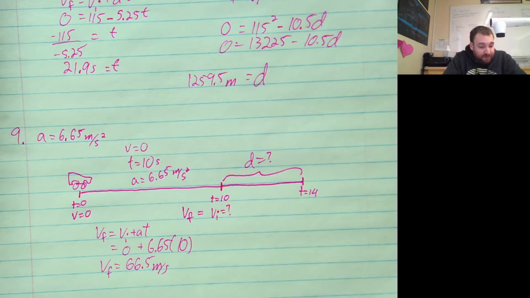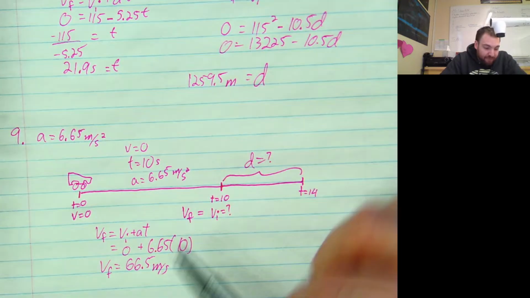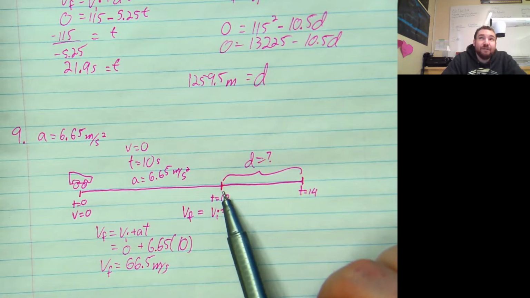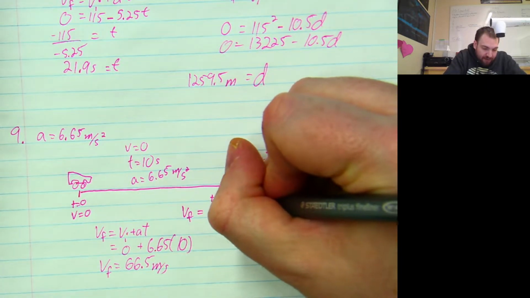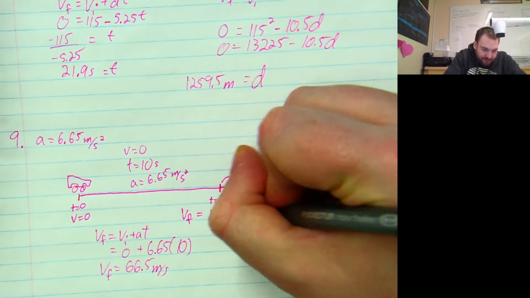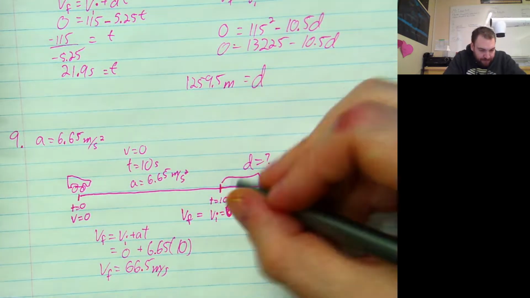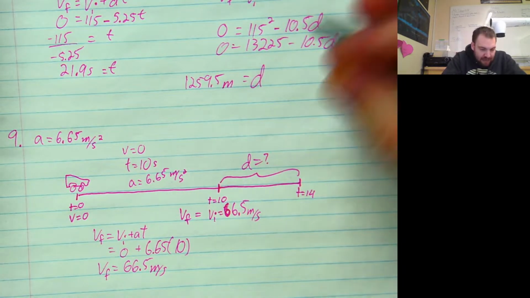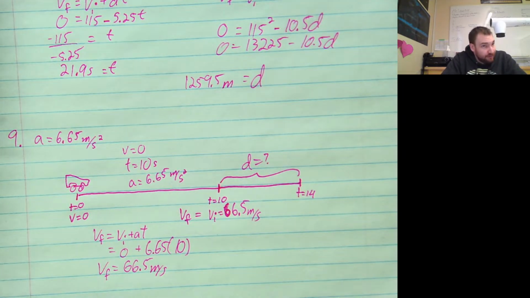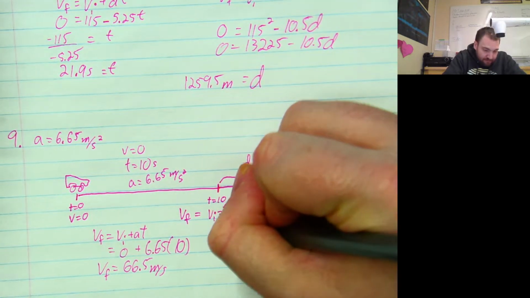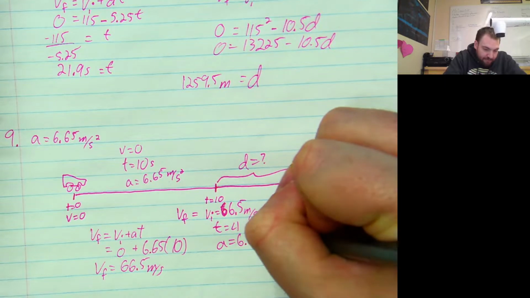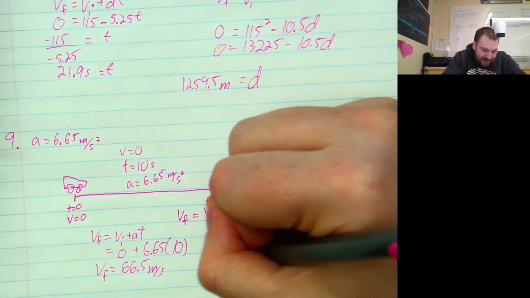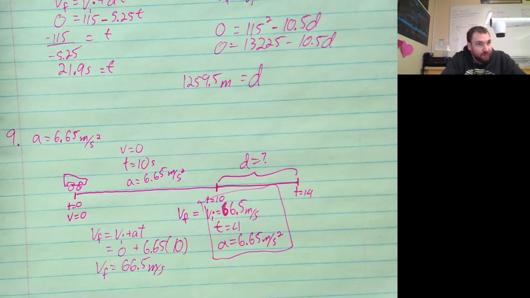Okay, so now we've got an initial velocity. That final velocity for this first 10 seconds becomes the initial velocity for this chunk of time here. So my VI is now, we've got a value for it. I'm just going to write it over top of that question mark: 66.5 meters per second. The time is going to be what? 4 seconds. And my acceleration now is going to be 6.65 meters per second squared. So this is actually what we're trying to solve for, and I want D.